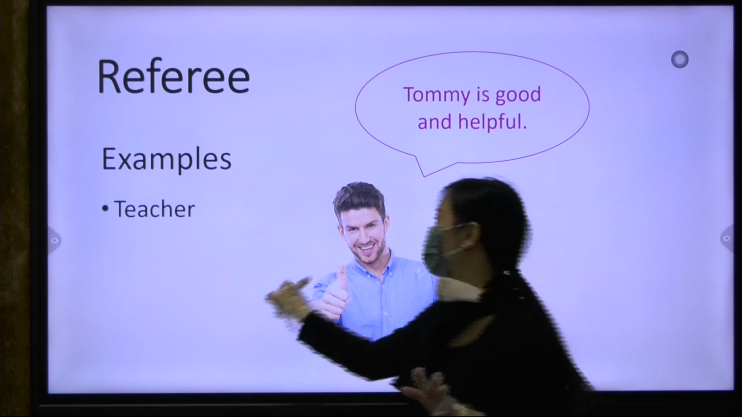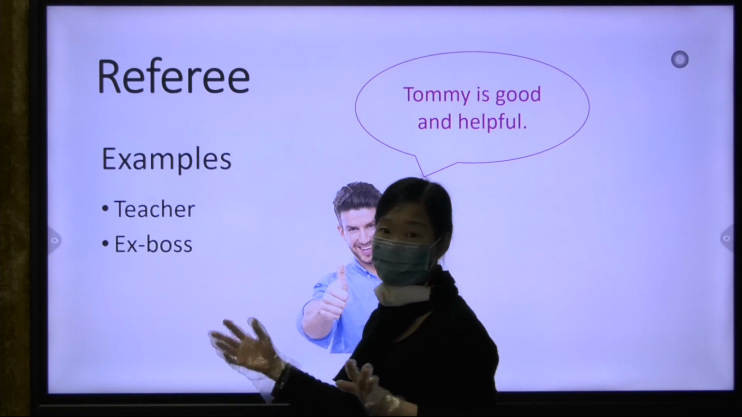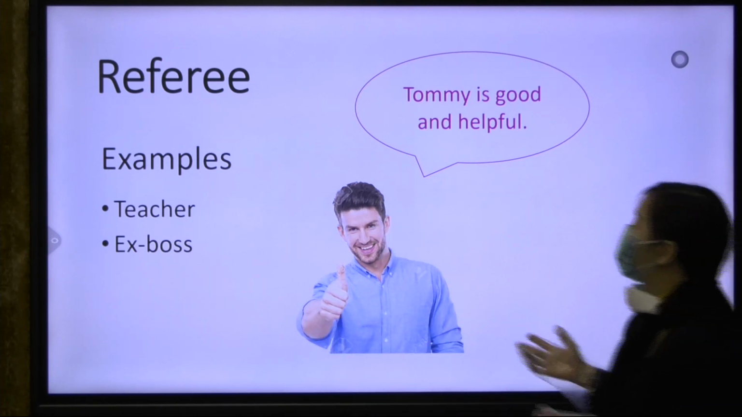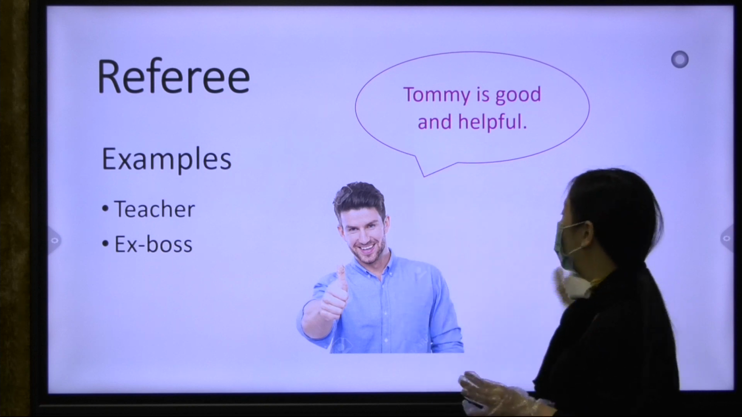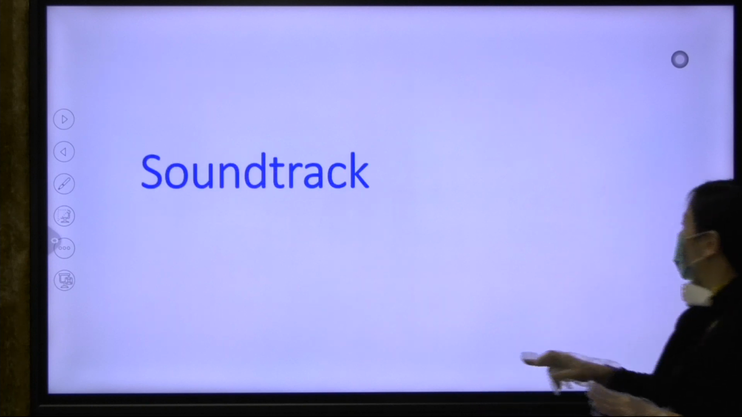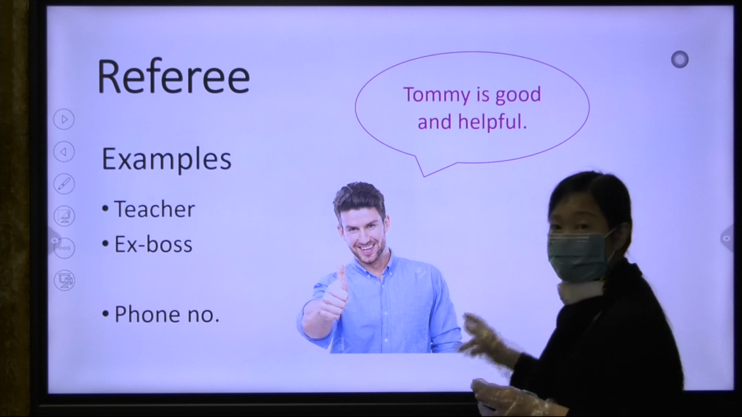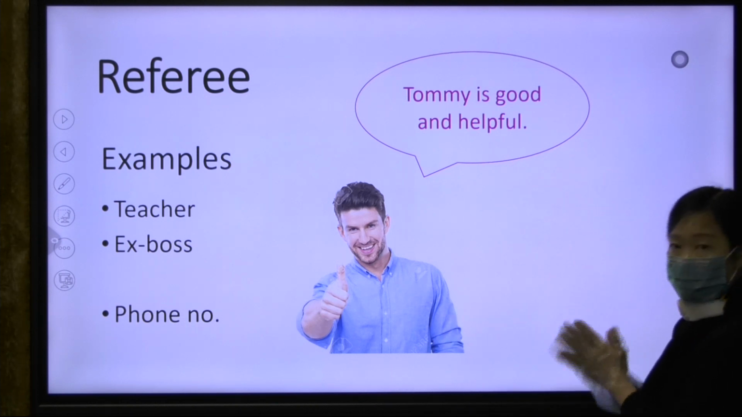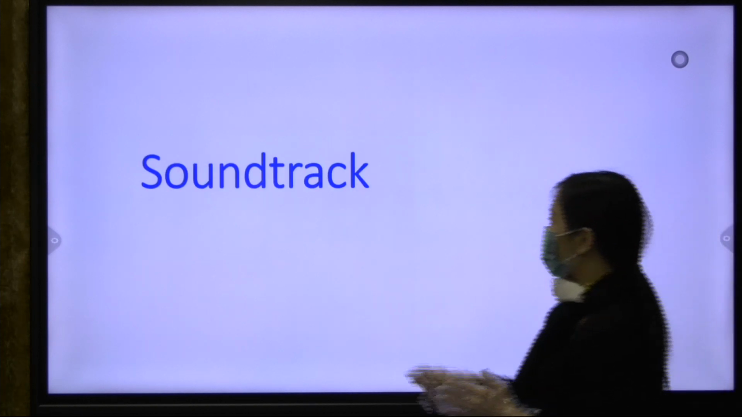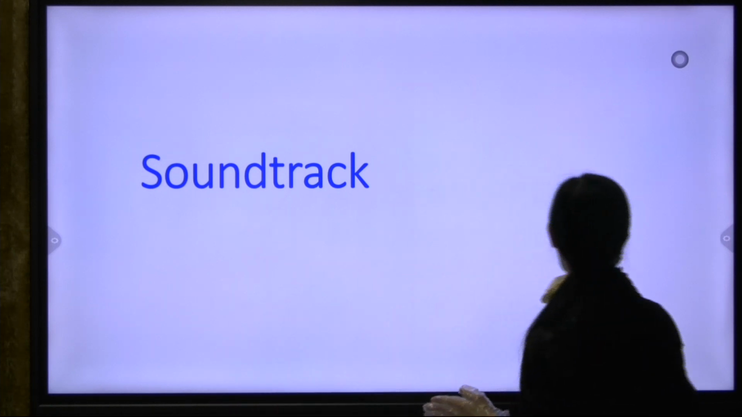Teacher, or your ex-boss, that is the boss that you have worked for before. That is the ex-boss. Usually, these kind of people will be a good referee for you, and you have to write down the phone number and also some other details of the person, the referee. So now, are you okay with the situation? If you're okay with that, we will go to the soundtrack and listen and find out the answer together.